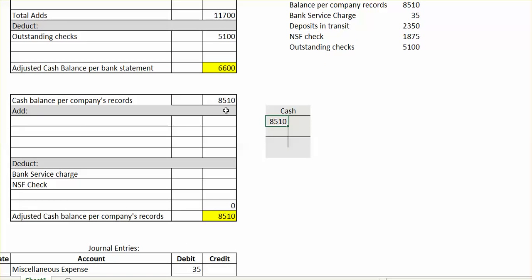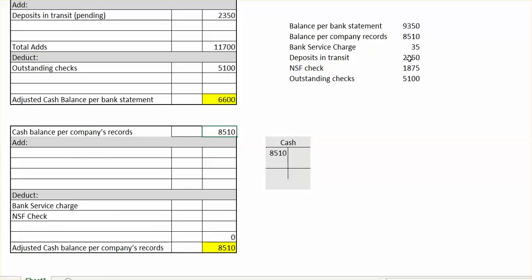Now we're going to look at the cash balance per the company's record, which would be from the ledger. Now ideally, your adjusted balance should equal the same for both sides of this transaction. If it does not, then you made a mistake and you need to do it again. So right now, the cash balance from the company's record says that we have $8,510. Now we've already covered the deposits in transit and the outstanding checks, so we have 2 things left to cover: a bank service charge and an NSF check.